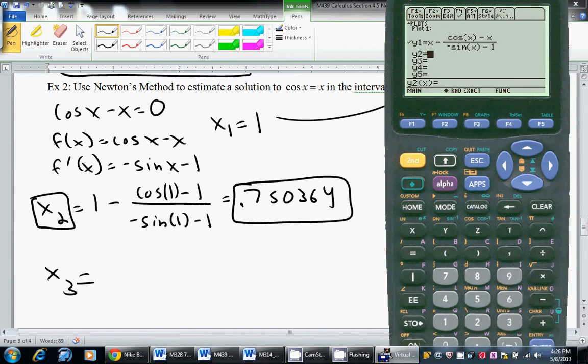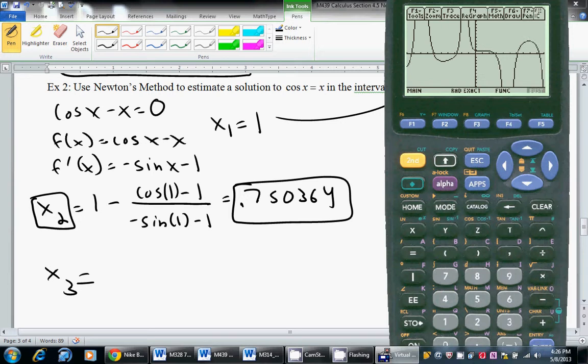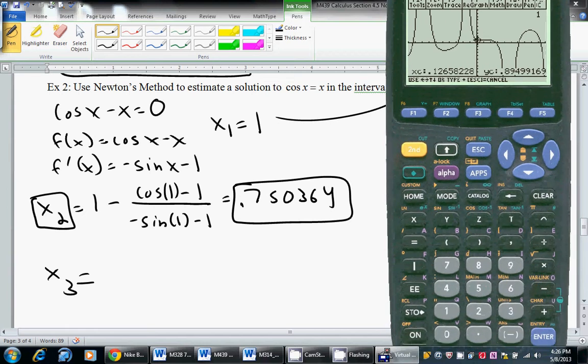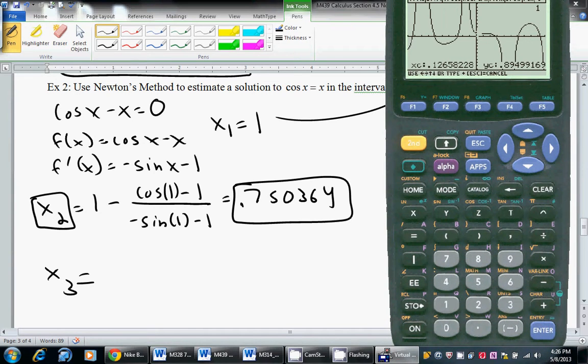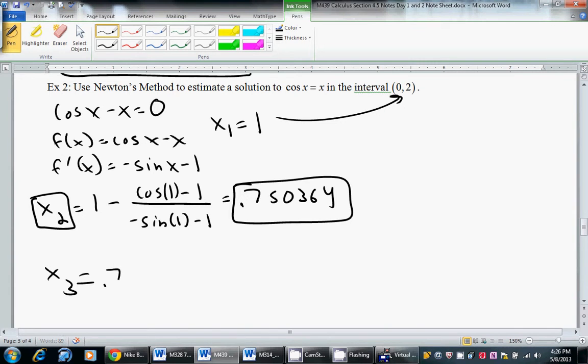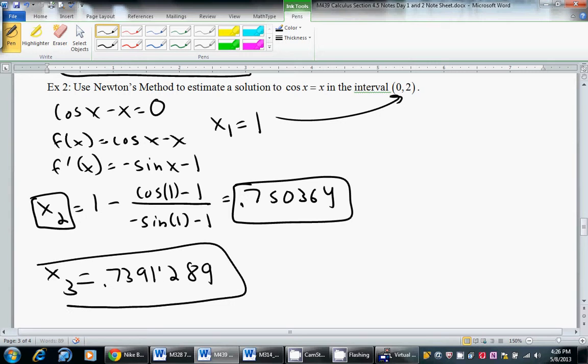All right, let's go to the graph. That looks better. Still crazy, but better. And now let's trace F3 and type in 0.750364. Hit enter, and I get 0.73911289. There's x sub 3.